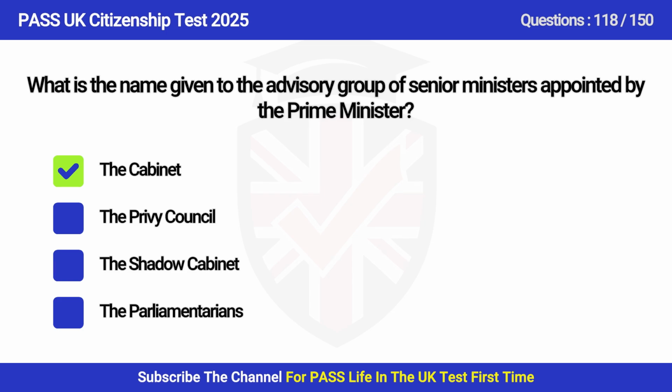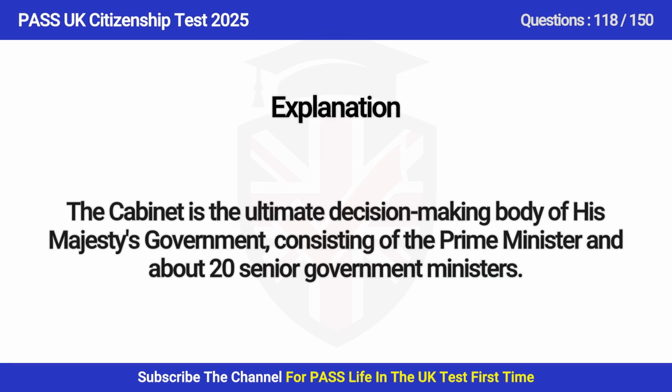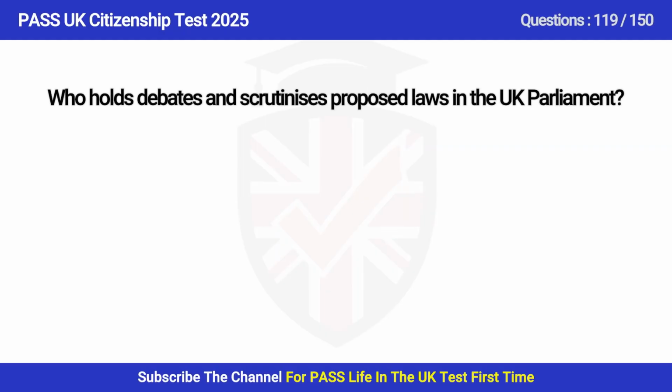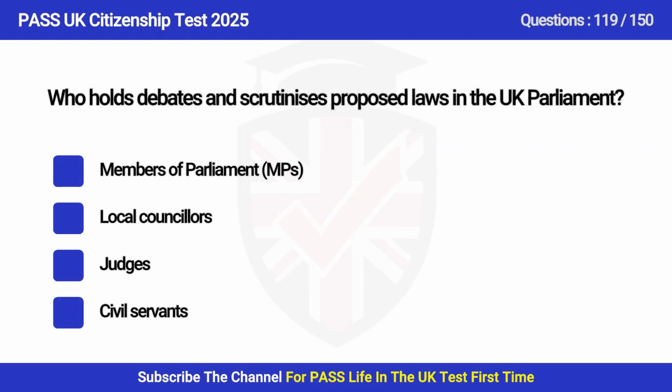Answer is A. The Cabinet. The Cabinet is the ultimate decision-making body of His Majesty's government, consisting of the Prime Minister and about 20 senior government ministers.